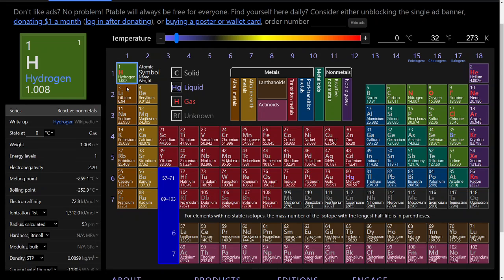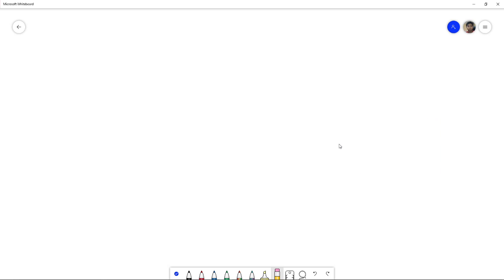So I know I said a lot, so now let's dissect this. So first let's talk about the atomic number. The atomic number is just an easy way to categorize and sort elements, and the atomic number is also representative of the amount of protons in an element or atom. So now let's talk about what protons actually are.